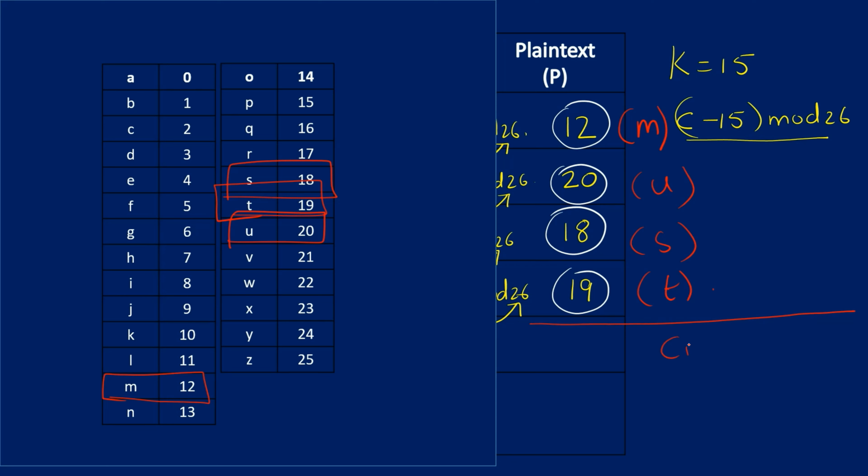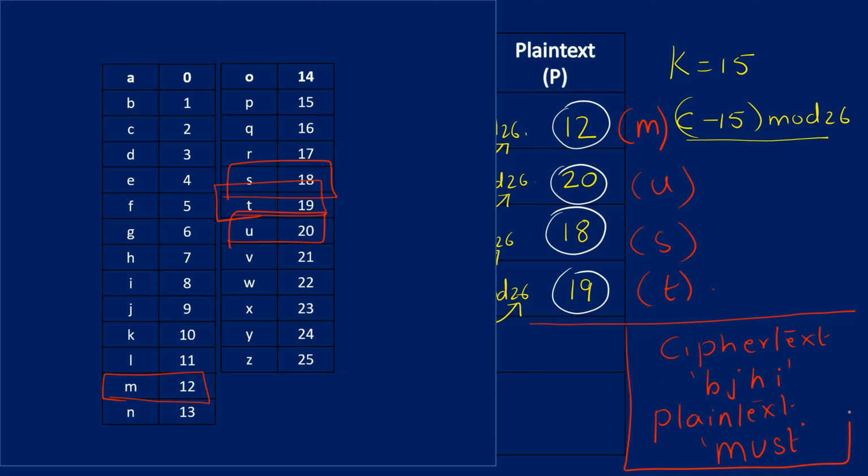So you saw that the ciphertext BJHI is now decoded as the plain text, that is MUST. So this is your final answer. The ciphertext BJHI has now been decoded as plain text MUST.